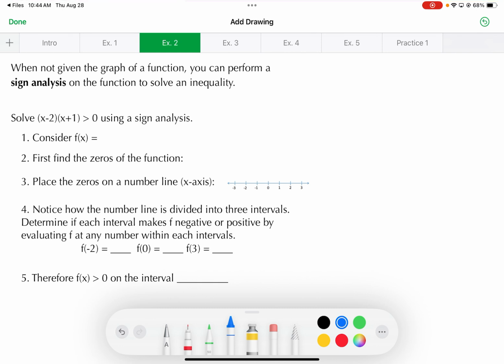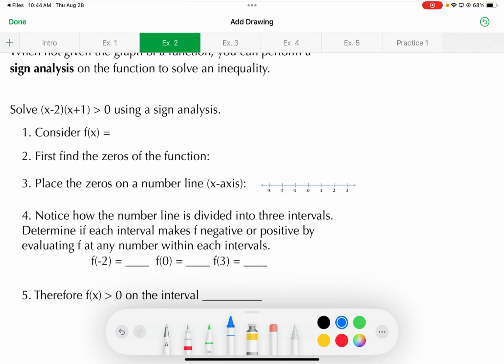Okay? So I'm going to start with another quadratic inequality. This one's factored for me already. x minus 2 times x plus 1 greater than 0. I'm going to consider the left side like it's a function for a moment that would have a graph associated with it. It would be a parabola. Okay? And I want the zeros of that function. They are 2 and -1.